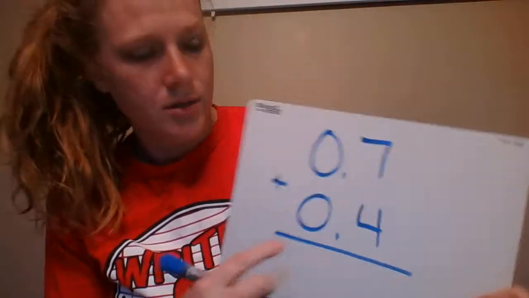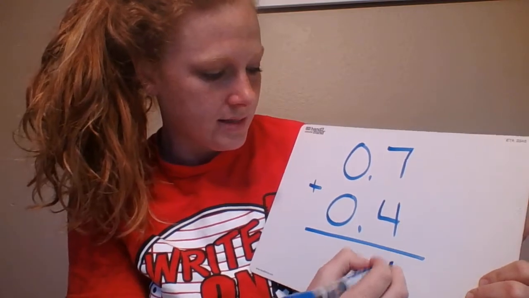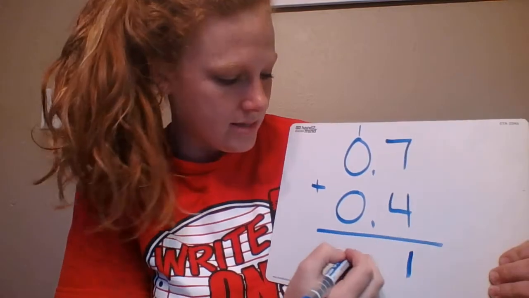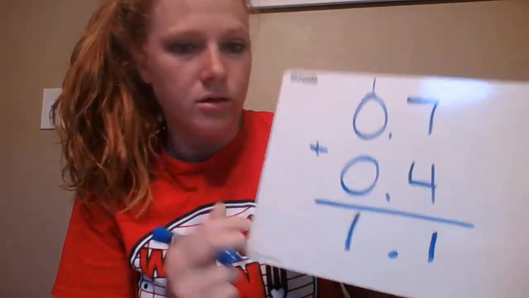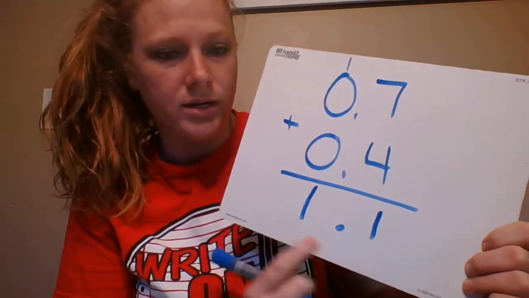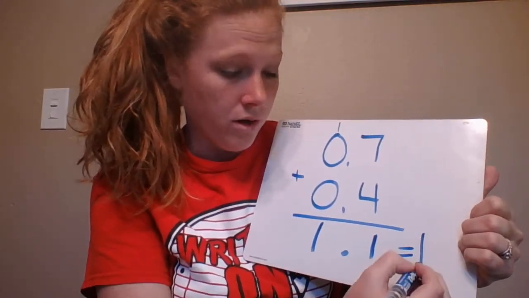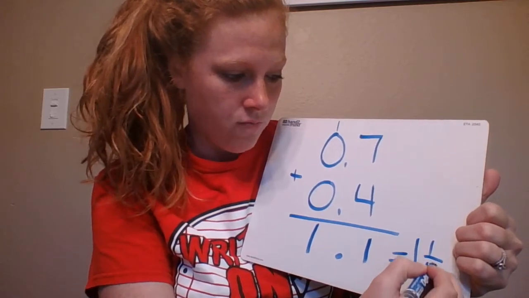But what if it's bigger than 1 once we add it? So let's say we had 0.7 plus 0.4. 7 plus 4 is 11. We put our 1. We carry the 1. 1 plus 0 is 1. We put our decimal, and we would write it like this. That's 1.1. So if I were to write this as a fraction, it would be 1 whole and 1/10.